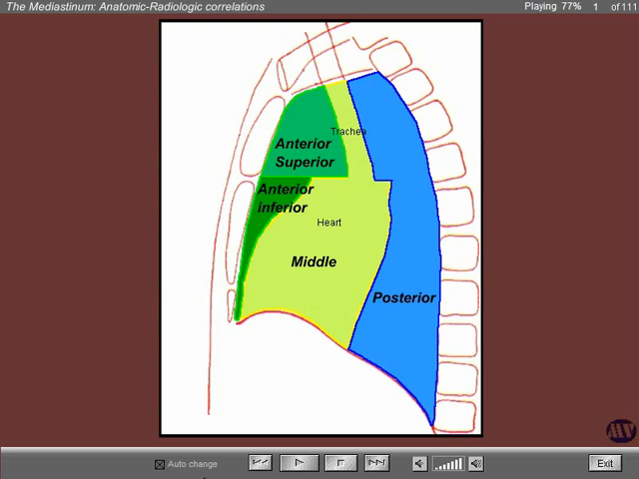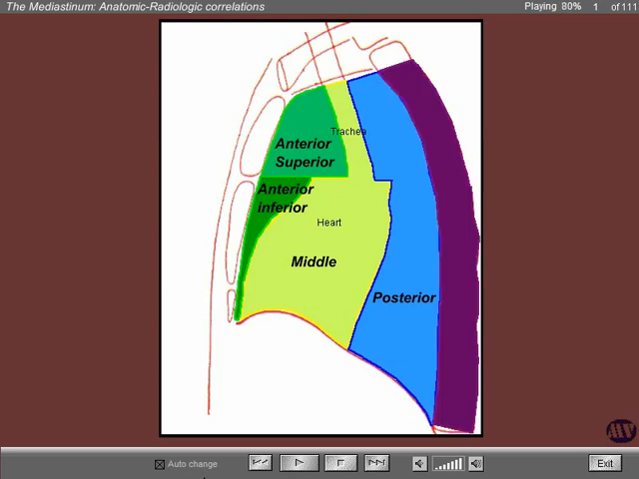In many textbooks, the paraspinal regions are classified as part of the posterior mediastinum. We do not consider the paraspinal regions posterior mediastinum, and we will describe masses in that location as paraspinal or paravertebral.